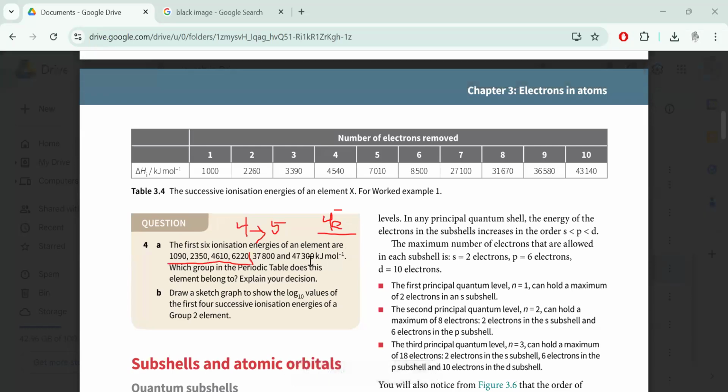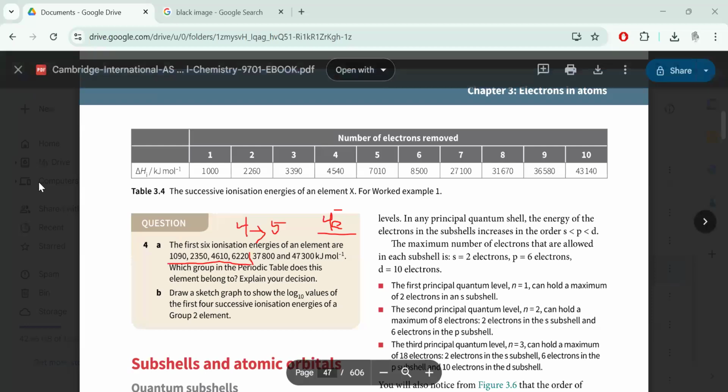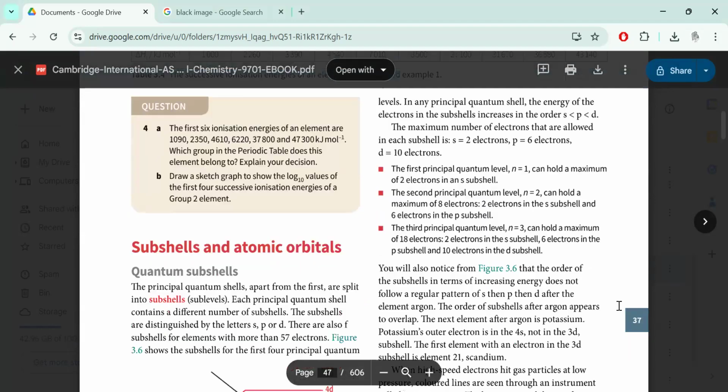Do you have any questions about this? No? Okay, I hope all of you understand. Ionization energy is not really that difficult, since it doesn't require calculations, just an understanding of the periodic table. Okay, now we can move on to this part here.